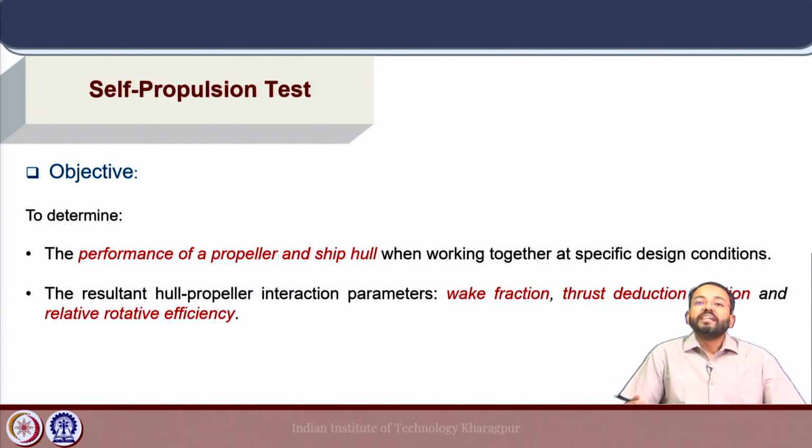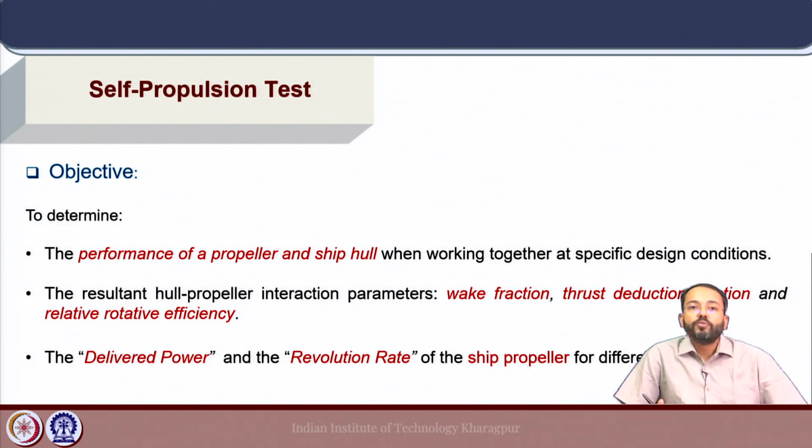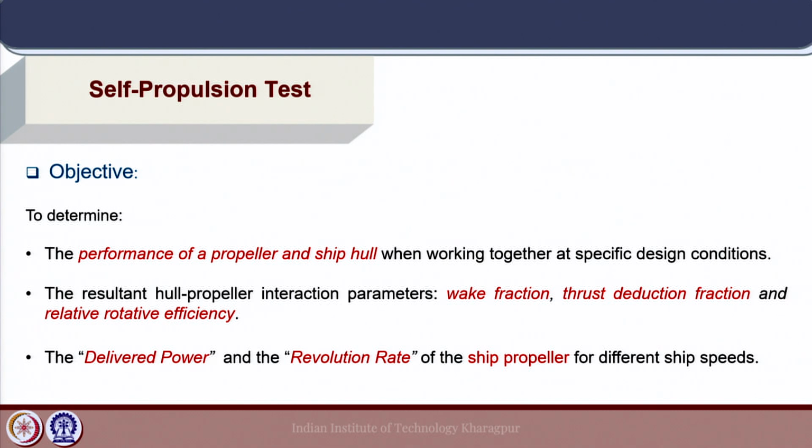And then the resultant parameters, which are the hull propeller interaction parameters, or the propulsion factors, which include wake fraction, thrust deduction, and relative rotative efficiency, can be calculated, and from there finally we want to calculate the delivered power and revolution rate of the ship propeller for different speeds.